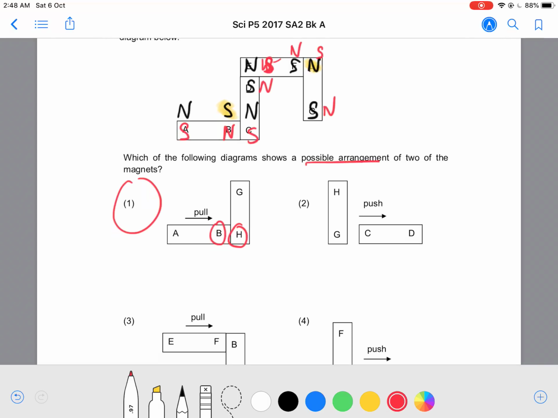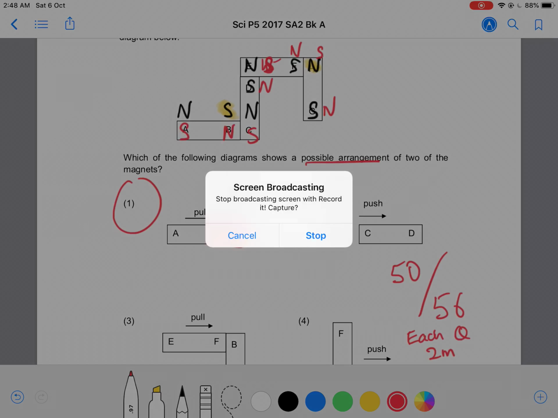So can you please check to see whether you have achieved out of 56 marks at least a 50. Each question 2 marks. Alright, a 50 will be a very good mark because you will have already passed science just with MCQ. Okay, so goodbye.